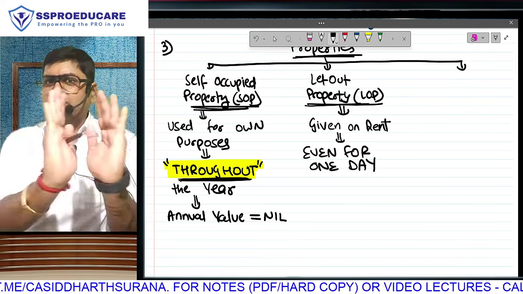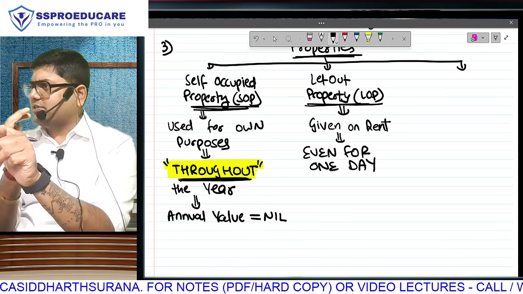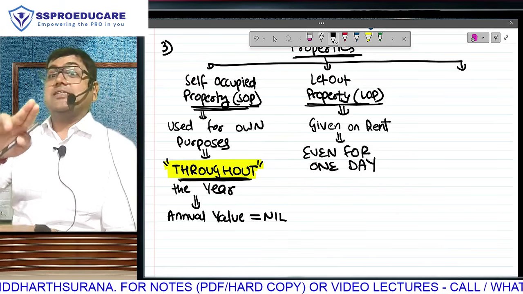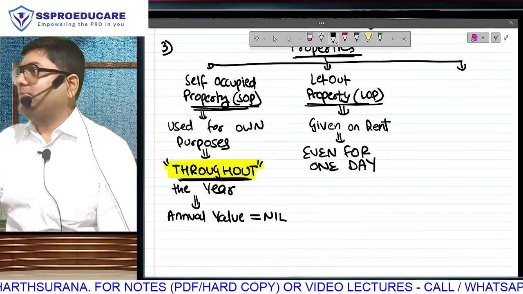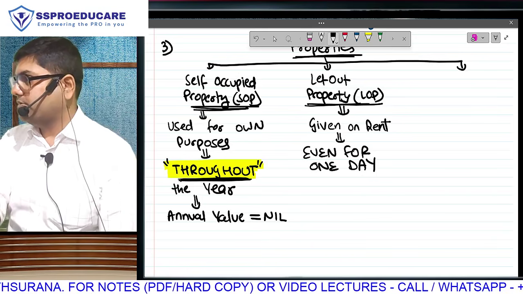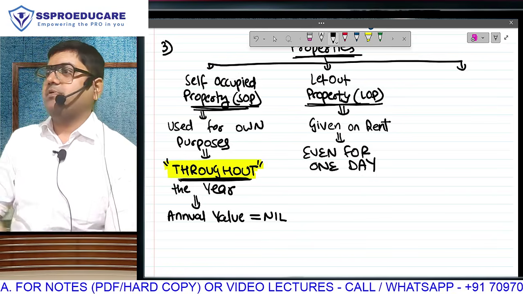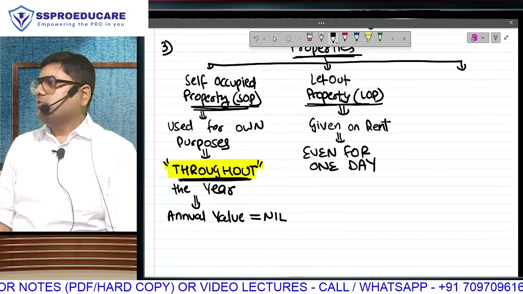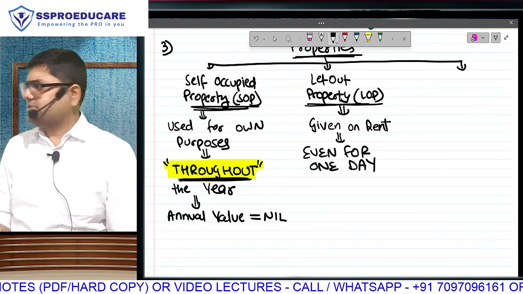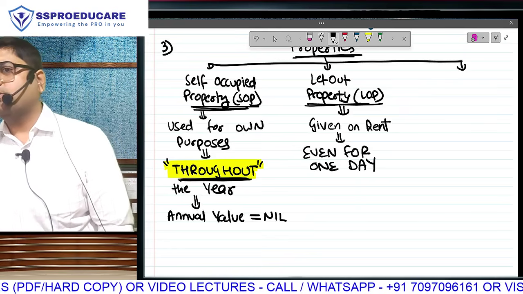So in LOP we will have to do the calculation: actual rent or market rent, whichever is higher. But in SOP, actual rent will be 0 because the full year you have used it. But will there be market rent? We won't take it because in SOP we want to give you tax benefits. So SOP, LOP as concepts are easy. Are you clear?